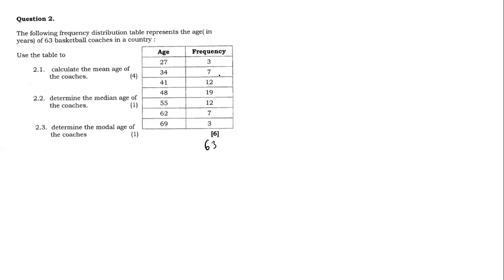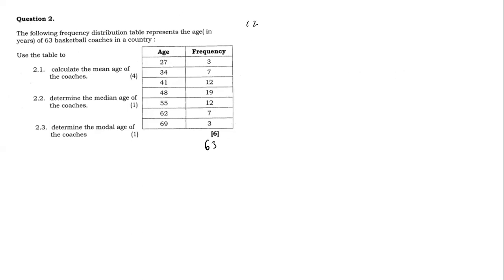We can't do that. We'd rather do it in the form of a table, which is neat and simplified. So now we're going to use the table to calculate the mean age of the coaches. Like I said, if this was not in the form of a table, we would have 27, 27, 27, 34, 34, 34, 34, 34, 34, 41, 41, and so on, and then we would have to add all of those values and divide by the total number of them. You see, it would take us a long time. So now here, how do we determine the mean for 4 marks? Let me show you how we do it.